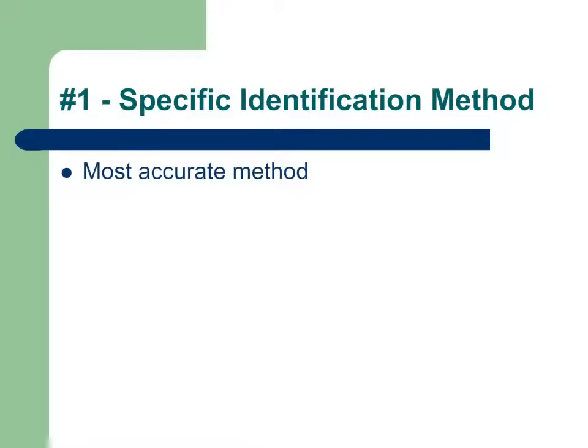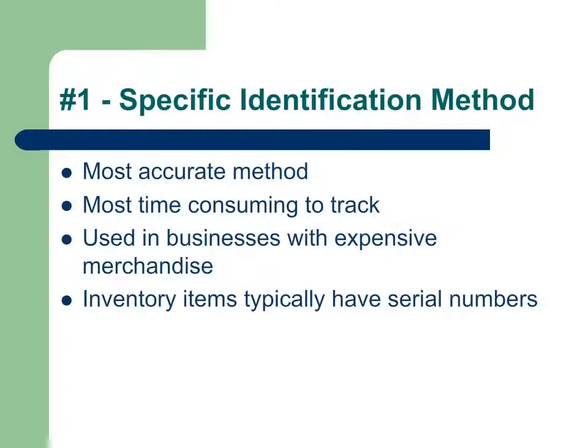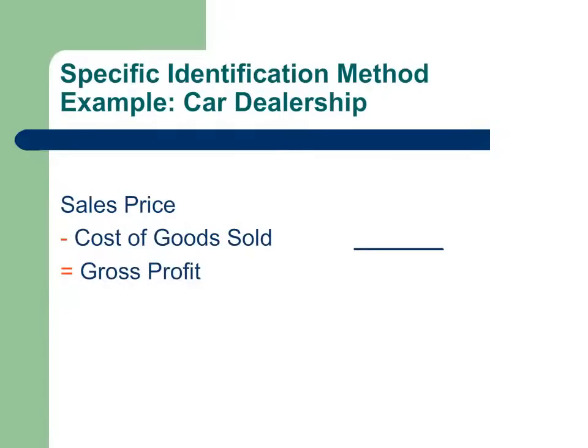Of the three methods, this one is the most accurate, although it is also the most arduous to track. This method is typically used in businesses selling expensive merchandise that can be tracked using a serial number, like automobile dealers, equipment dealers, and high-end electronics stores. Consider a simple example from a car dealership. The sales price is the amount for which the dealer sold the car.